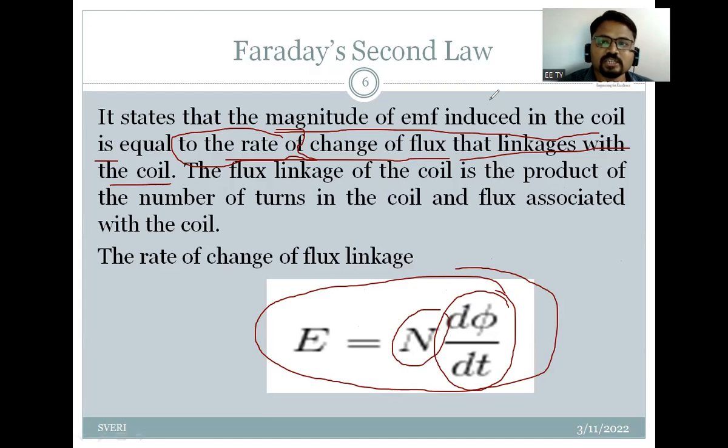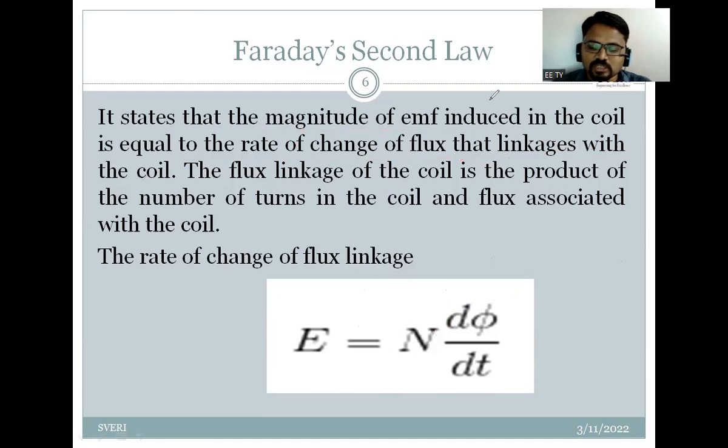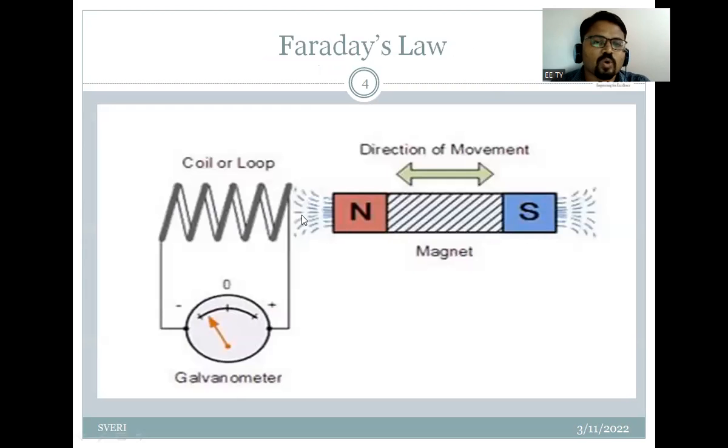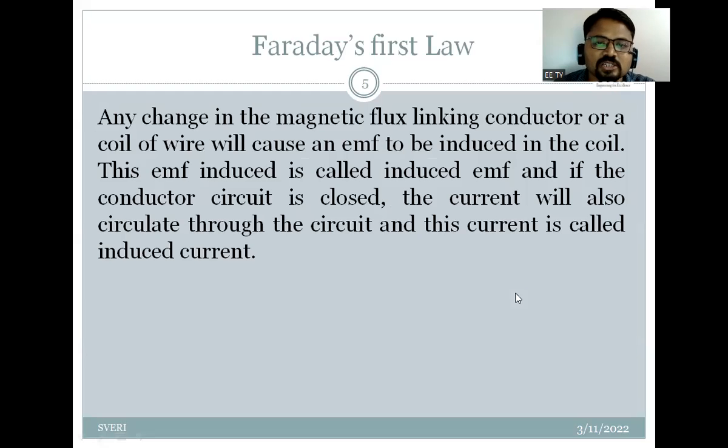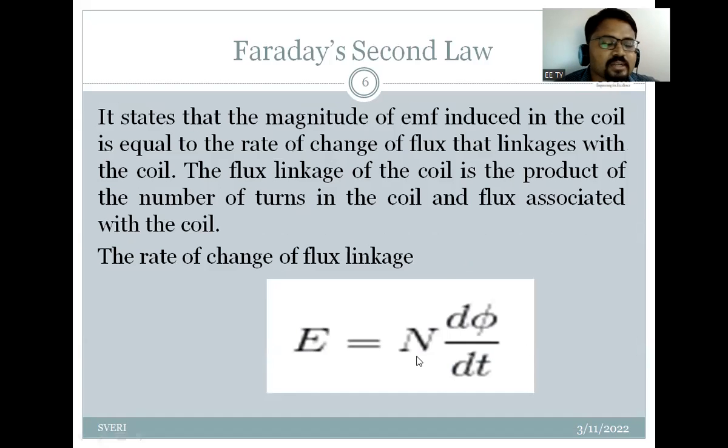Yes, absolutely. See here, whenever you are going to consider this coil, this coil should have a number of turns. The flux linkage will depend on the number of turns of your coils or conductors; that will be the flux linkage. That's why he has considered this term, which is nothing but N into d phi by dt. What does that N indicate? N indicates the number of turns of the coil to which that flux linkage is going to happen.